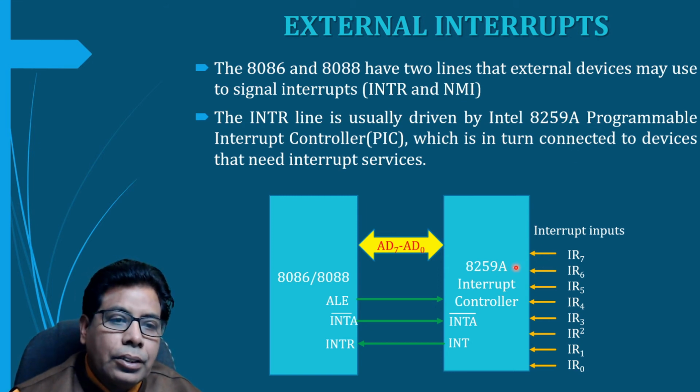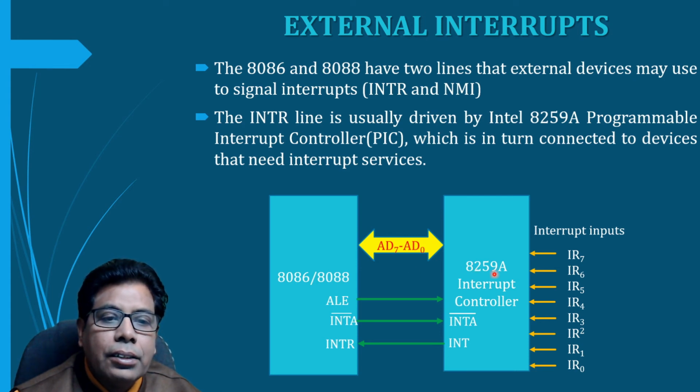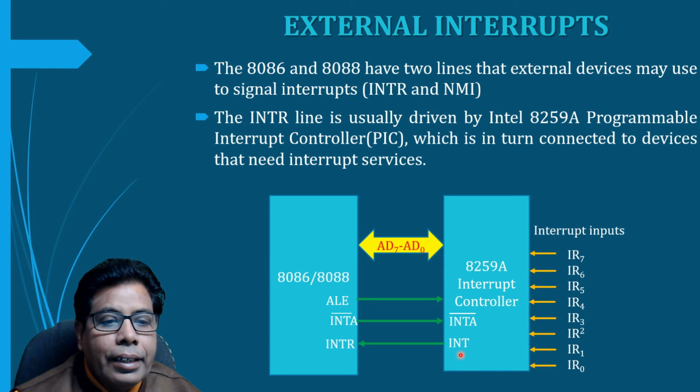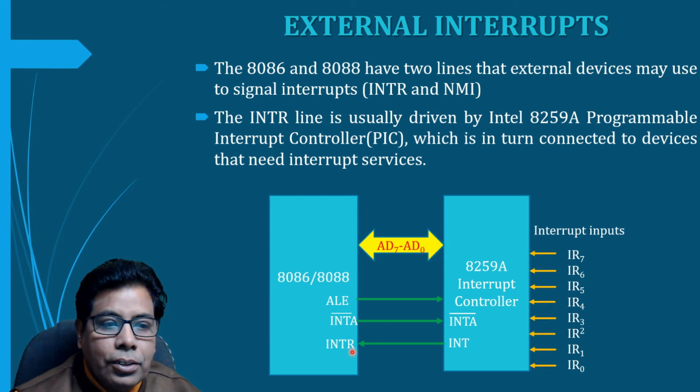So here you can see the 8086/8088 processor shown connected to the 8259 interrupt controller. These are the data lines, shown here as D0 to D7, and then we have the ALE signal, the address latch enable signal, and then we have shown the INT pin of 8259 connected to the INTR pin of 8086 or 8088, and this is the interrupt activity.